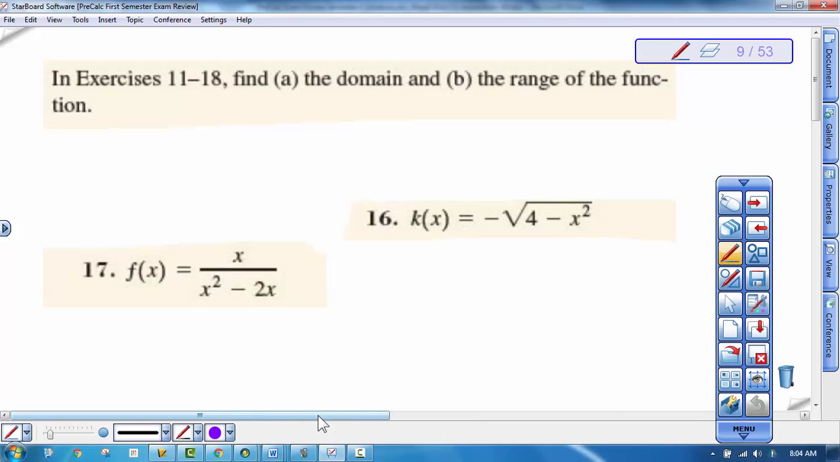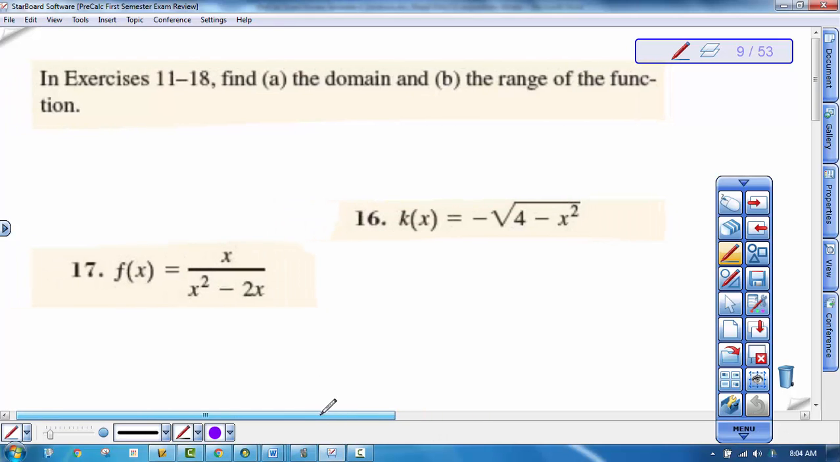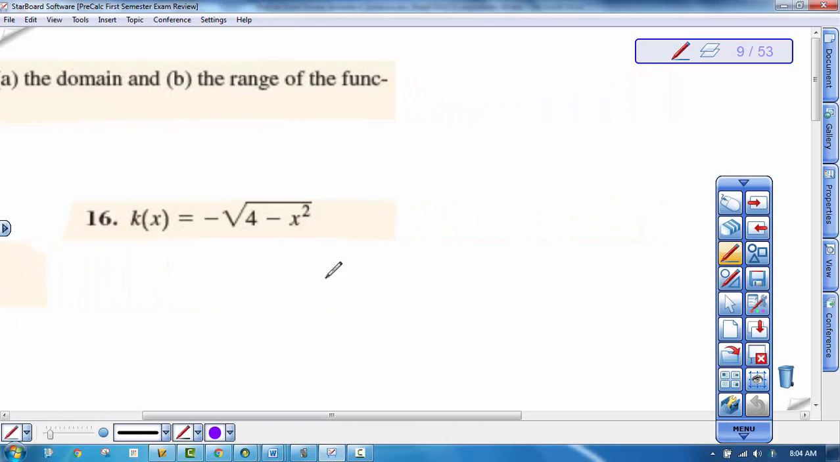Next problem, let's find the domain and range of these functions. Okay, so this one first, the domain. I know what's underneath this radical has to be greater than or equal to 0, because it can't have negatives underneath the even root. So that's what I'm solving. I'm going to subtract 4 from both sides. Negative x squared equals negative 4. Get rid of the negatives.